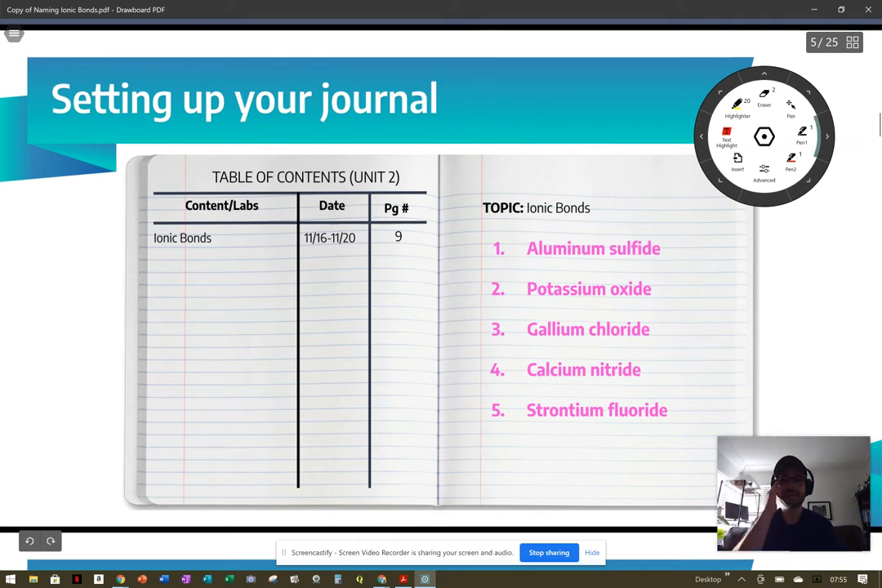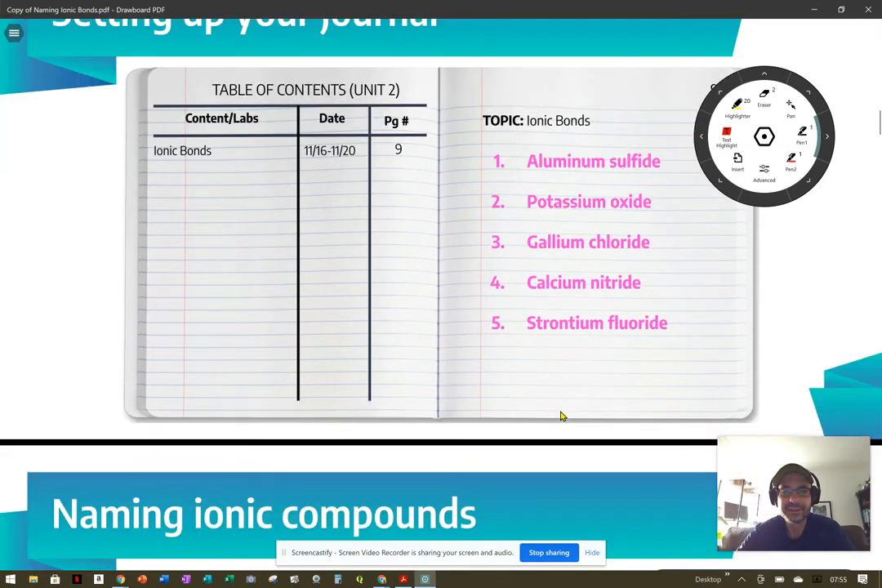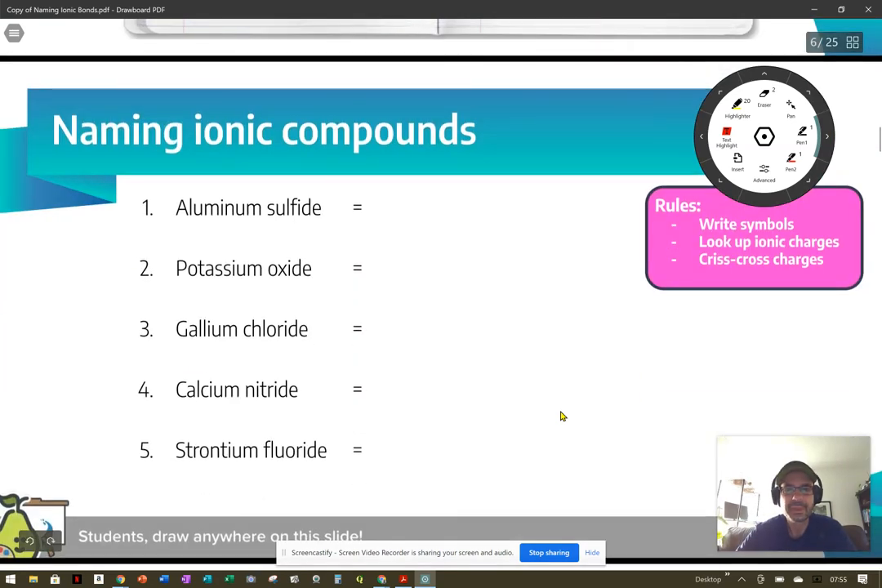To get started with what you're going to learn about today, you should set up your notebook so that you can practice writing these 5 different ionic compounds. So we're going to take their formula and we're going to take their name and write their formula.